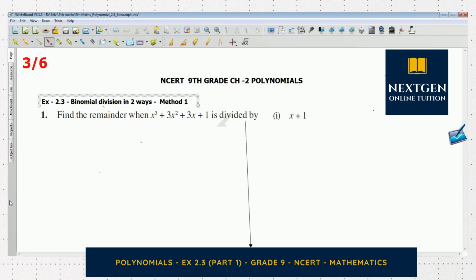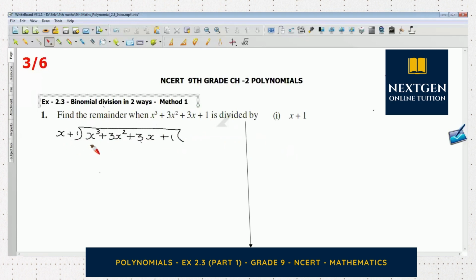So what would happen if I divide this polynomial with x plus 1? Step by step, we have to do this division, like our long division. x cube plus 3x square plus 3x plus 1. Here we get the quotient term.